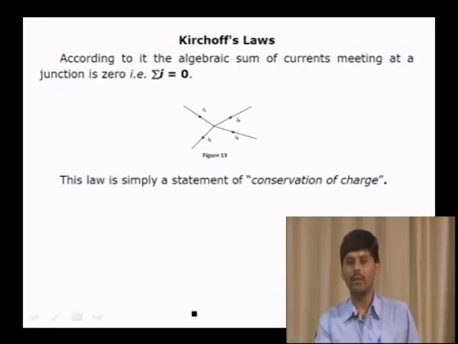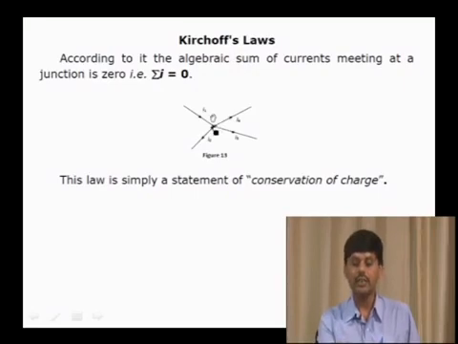In the diagram given, some of the current is entering the node, taken as I. Some of the current is entering towards the junction, and some of the current is leaving the junction. But the algebraic sum of the current at this junction should be equal to 0. That is the meaning of the sigma I.